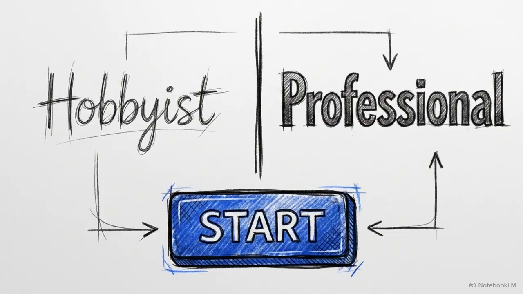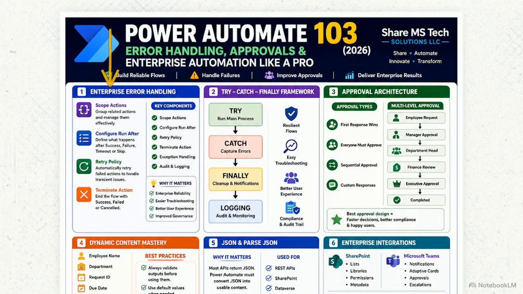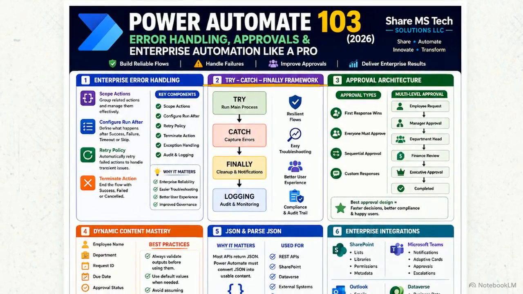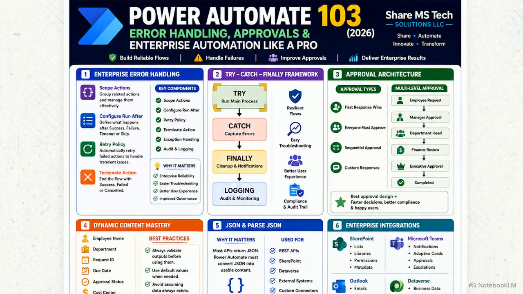Let's get started. We'll start with the most critical tool for error handling, scope actions. Think of scopes as containers that let you group related flow actions together. This infographic breaks down the industry standard for using them, the Try-Catch-Finally framework. The first container is the try block. This is where your main, everyday business process lives. It's the sequence of actions you want to happen when everything goes perfectly.